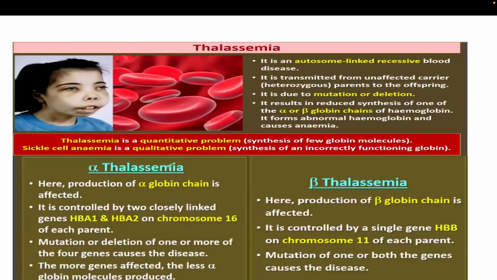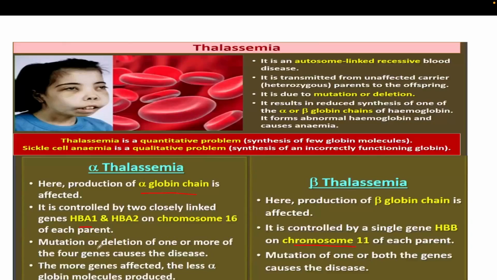Okay, and there are two types of thalassemia: one is alpha thalassemia, and the second one is beta thalassemia. Alpha thalassemia occurs in the alpha globin chain, and beta thalassemia occurs in the beta globin chain. Alpha thalassemia is controlled by two closely linked genes, HBA1 and HBA2, on chromosome number 16 of each parent. And beta thalassemia occurs on chromosome number 11.